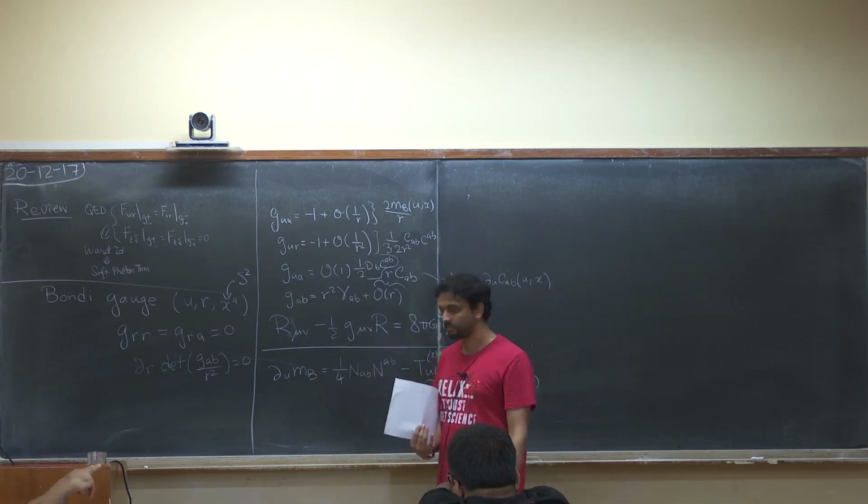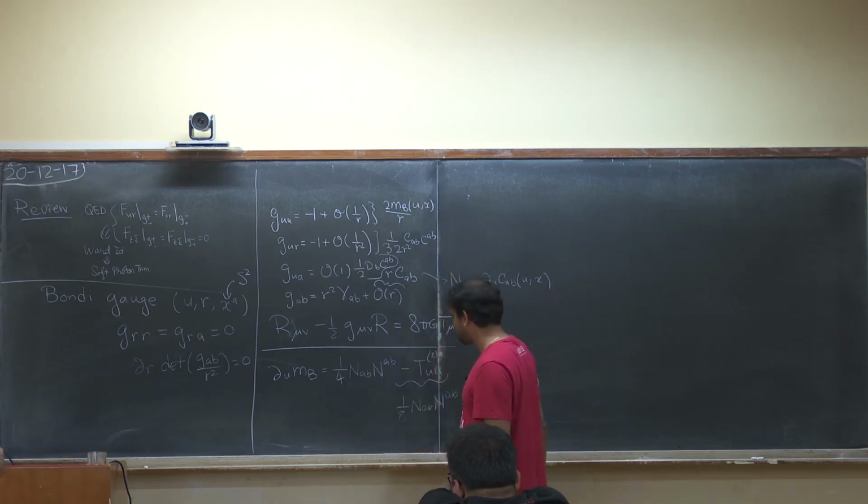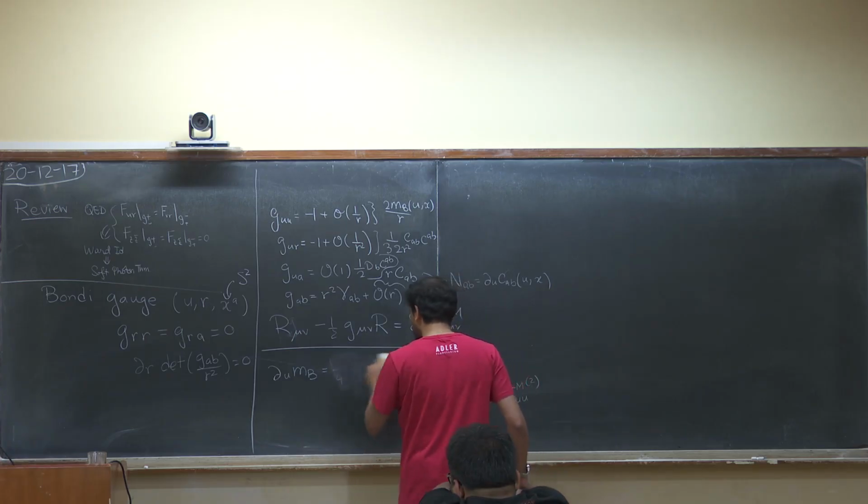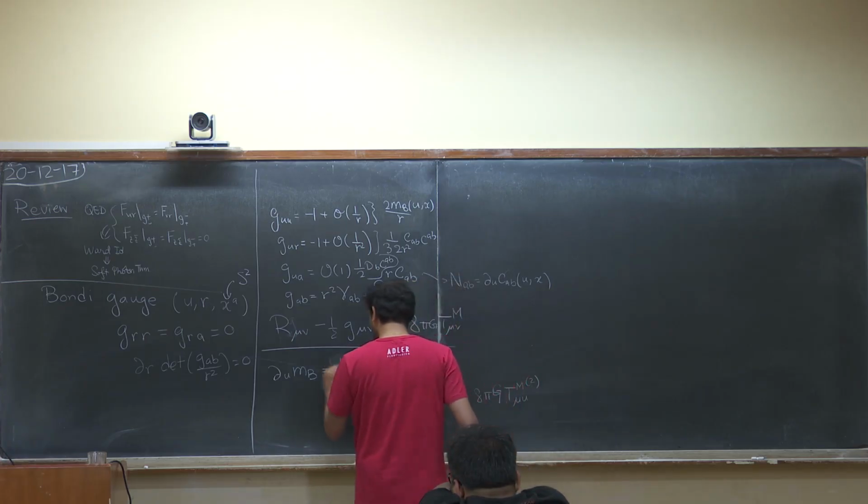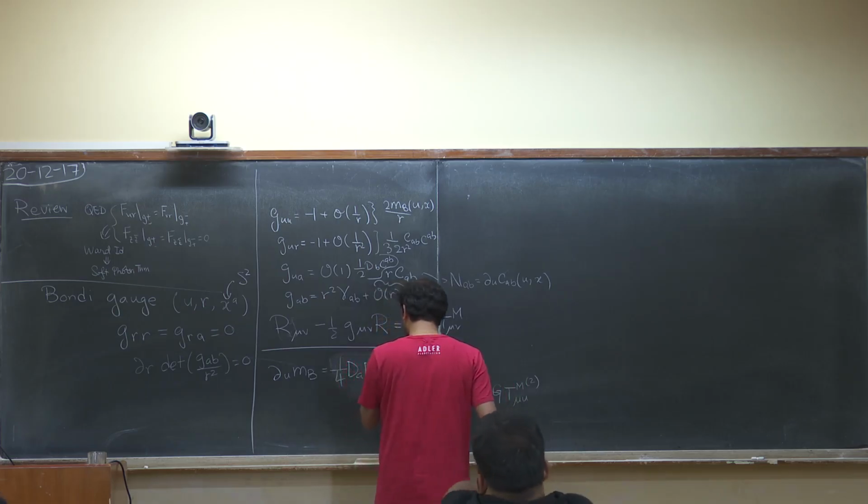So if gravitation. What's the role of that 1/4 term? Oh, so that was here. My bad. This is not this. This is a different term: 1/4 D_A D_B N^AB.